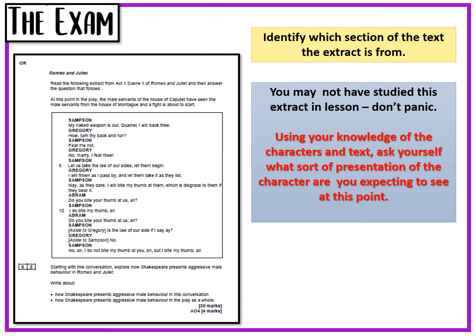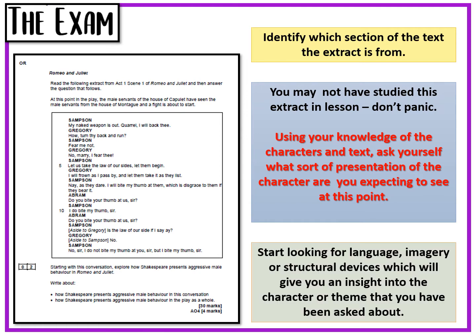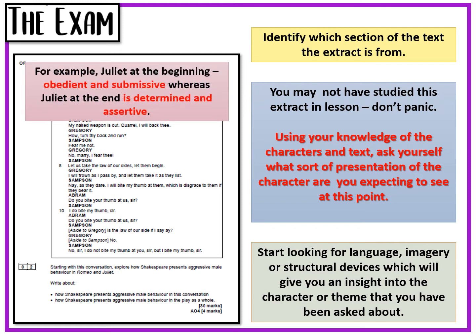You will still be able to use your knowledge of the characters and of the text to unpick and analyse the extract. Ask yourself what sort of presentation you would be expecting to see of the character at this moment in the text. For example, we know that Juliet at the beginning of the play is obedient and submissive, whereas by the end of the play she's determined and assertive, and we can use this prior knowledge to zoom in and unlock the extract that is being used in the exam. As you read through, start to look for any language or imagery or structural devices which will give you an insight into the character or theme that you've been given.